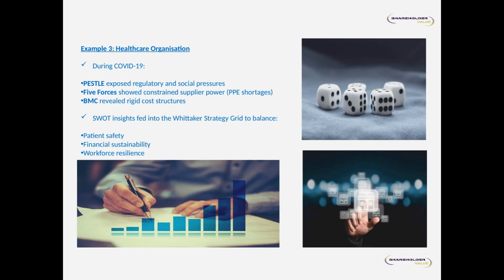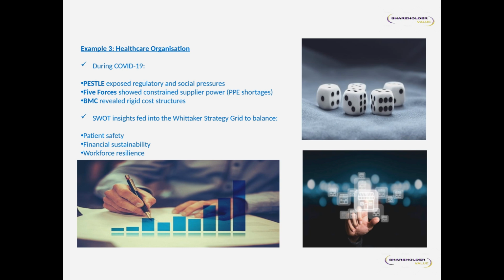During the COVID-19 pandemic, this healthcare organization faced several challenges that our analysis tools helped to clarify. The PESTLE framework highlighted growing regulatory and social pressures impacting operations. Using the 5 forces model, we saw that supplier power was limited due to shortages in personal protective equipment, which constrained supply chains. The business model canvas showed that the organization had rigid cost structures, making it hard to adapt quickly financially.